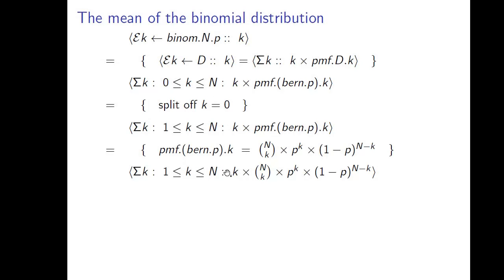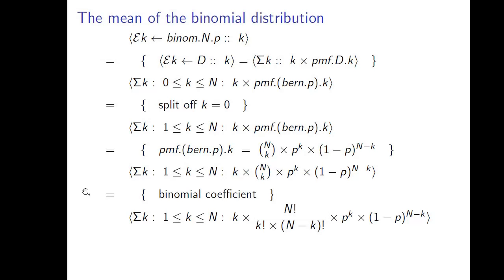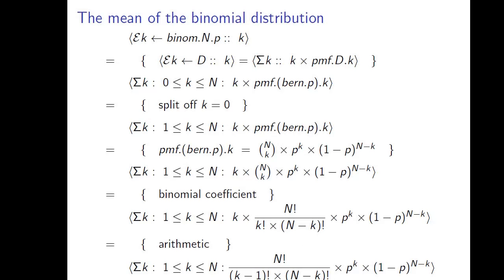Then that again should say binom. The PMF of the binomial is n choose k times p to the k times 1 minus p to the n minus k, so we substitute that in. Then we rewrite n choose k as n factorial over k factorial times n minus k factorial. And then this k here cancels with one of the k's here, leaving k minus 1 factorial.